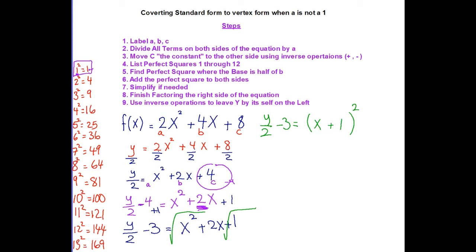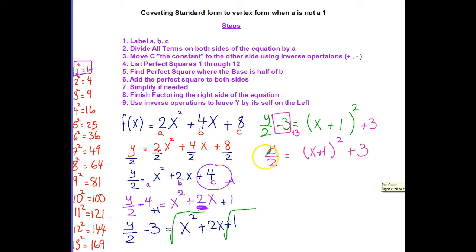Once you reach this point, all we need to do is follow, again, the rules of order of operations. We need to move the constant back to this side using inverse operations. So I'm going to add 3 because this is a minus. I'll add 3 to both sides. So y divided by 2 equals x plus 1 all squared plus 3.